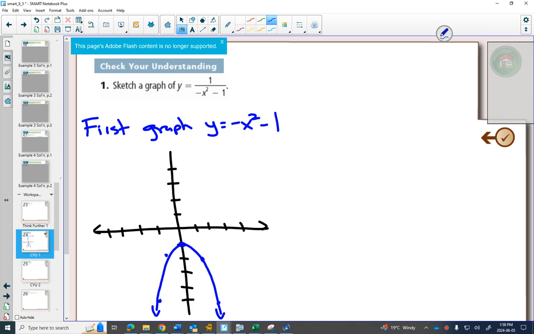Or you could actually just plug in values, right? Like when x is 2, how hard is it to figure out that 2 squared is 4 times a negative is -4 minus 1 is -5? It's not hard to label the points from the equation either. Then we go to our graph.